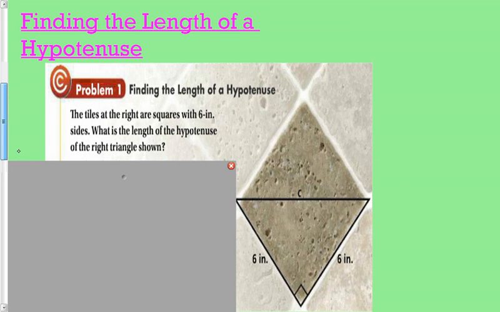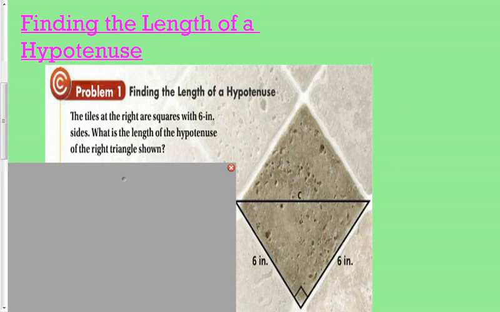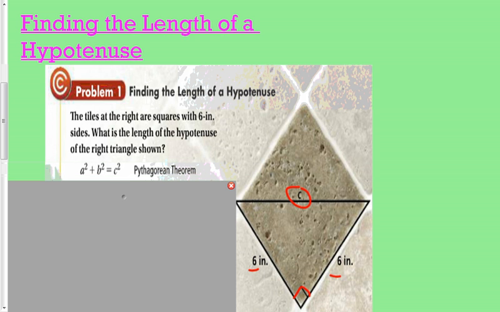So here's an example. If we're going to find the length of the hypotenuse, that's the easiest way to use this. It says the tiles at the right are squares with 6-inch sides. What is the length of the hypotenuse of the right triangle shown? So the square we cut in half, and it's a kind of weird angle, but this is a right angle here. So we have a leg of 6 and another leg of 6, and we're trying to find the hypotenuse. So we're going to use the Pythagorean theorem.